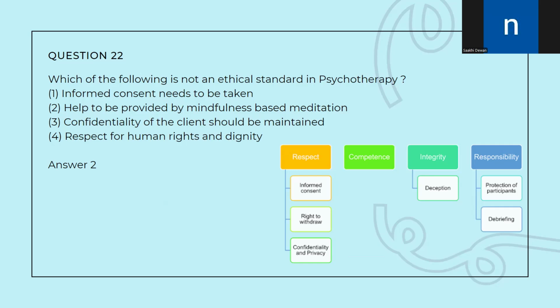The third is confidentiality of the client should be maintained, which is again a very important ethical standard that must be followed at all times. And the last one is respect for human rights and dignity must be maintained. That is again a very important ethical standard that must be followed. So the answer of which of the following is not an ethical standard will be option number two, that is help to be provided by mindfulness-based meditation.